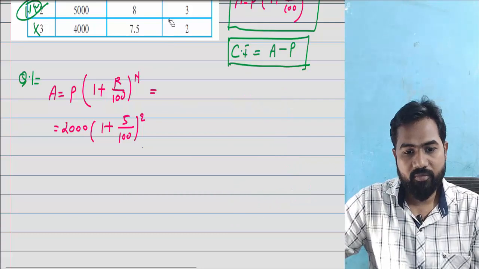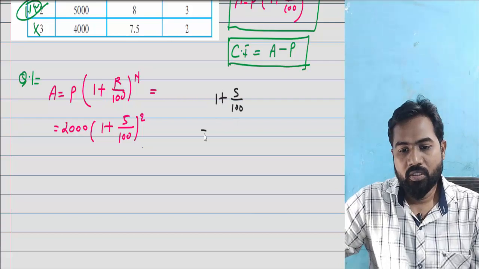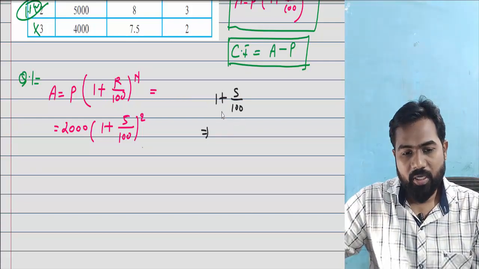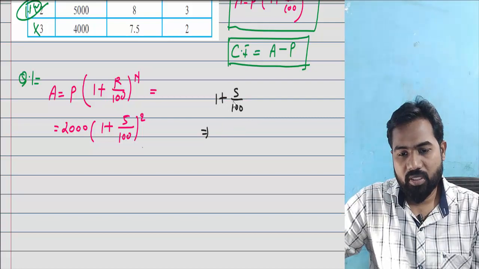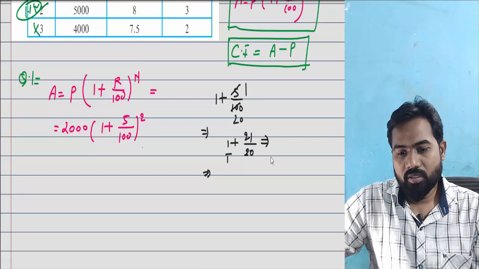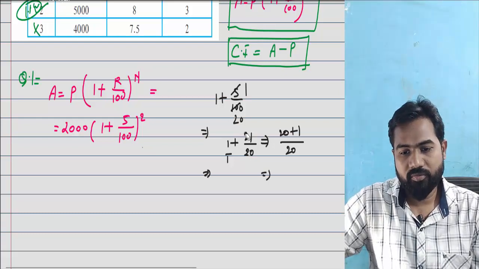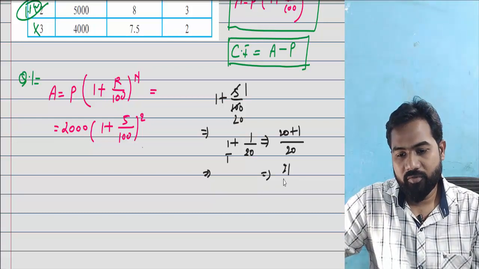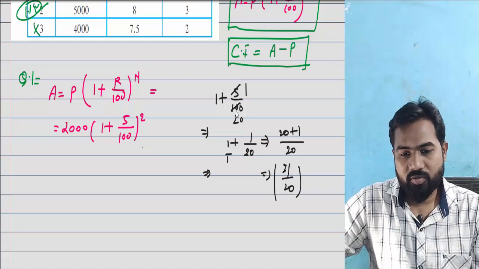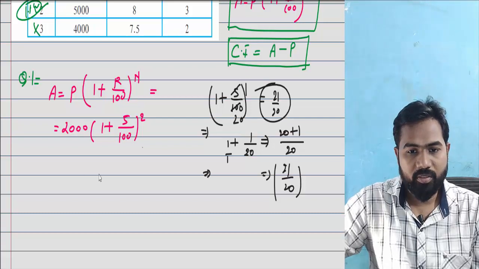So let me write over here 1 plus 5 divided by 100. Let me calculate. So students, just cross multiply or make it smaller. 5 ones are 5, 5 twos are 10, so what is that? 20 plus 1 divided by 20. Is that clear? It's 20 and it's 1 only. So it will be 21 divided by 20 that you are getting over here. So this whole bracket is giving the answer 21 divided by 20. So let me rewrite over here.